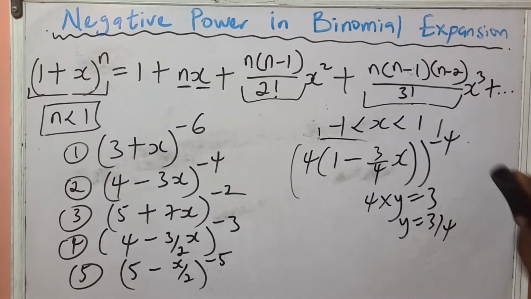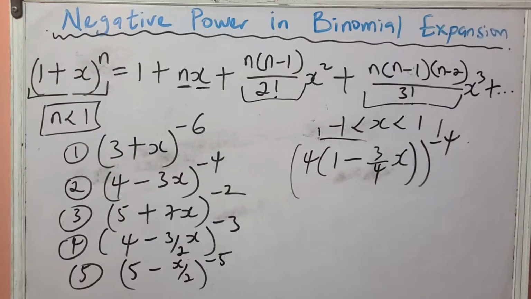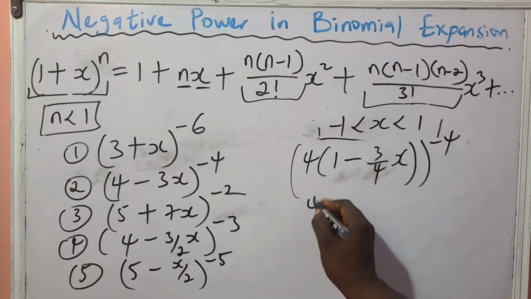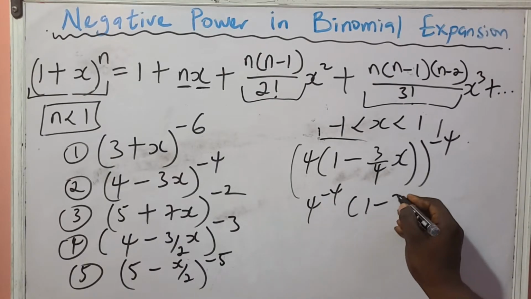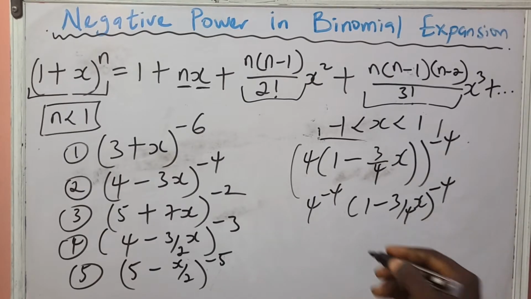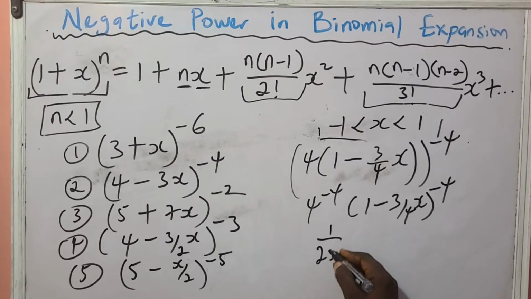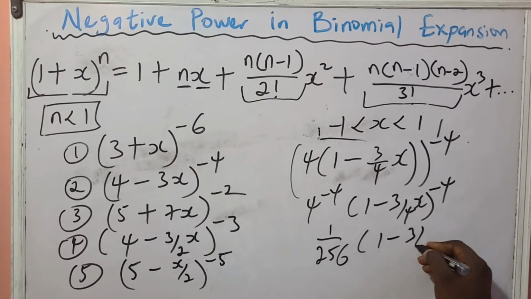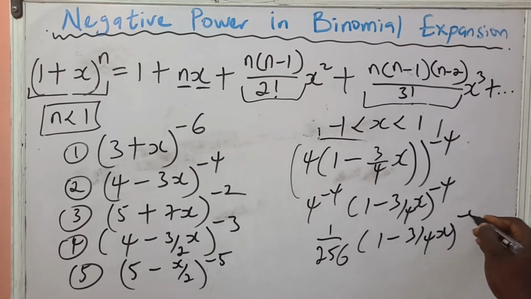So obviously that will be, as I said already, 4 raised to the power minus 4, then 1 minus 3 over 4x raised to the power minus 4. This will obviously be 1 over 256, then 1 minus 3 over 4x raised to the power minus 4.